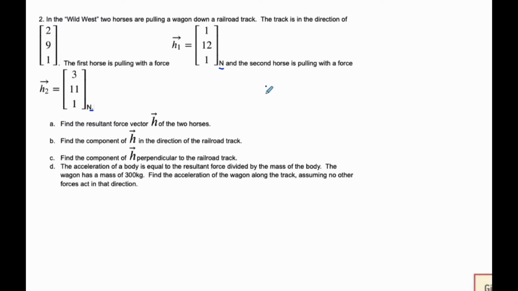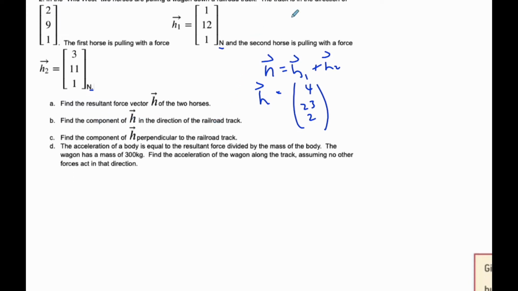Well, what I do remember from vectors is that the resultant force is just adding two vectors together. And so if I want to find H, I simply add these two together, which will give me 4, 23, and 2 as the resultant vector, H. So then it says find the component of H in the direction of the railroad track.